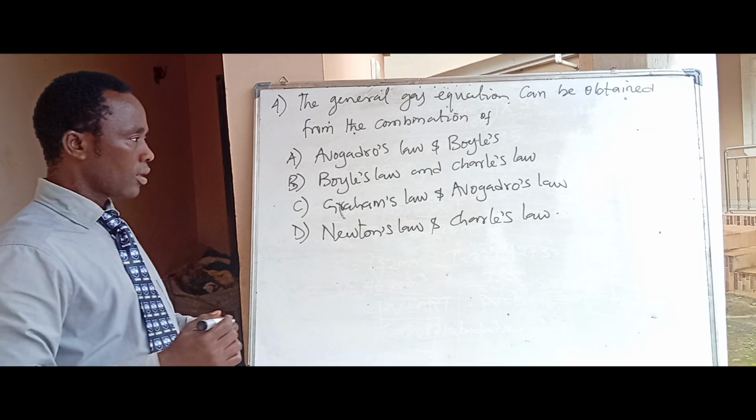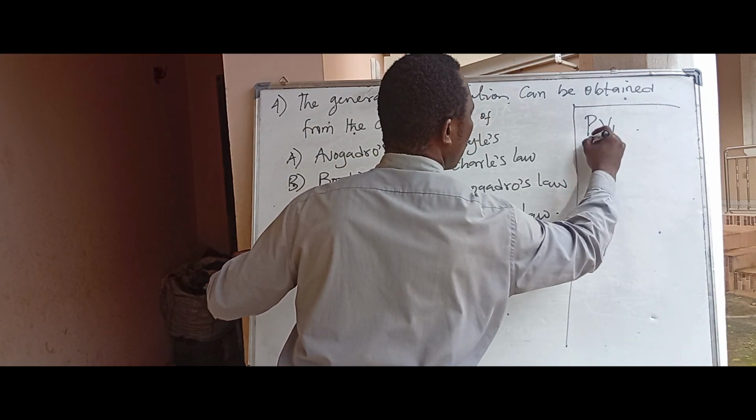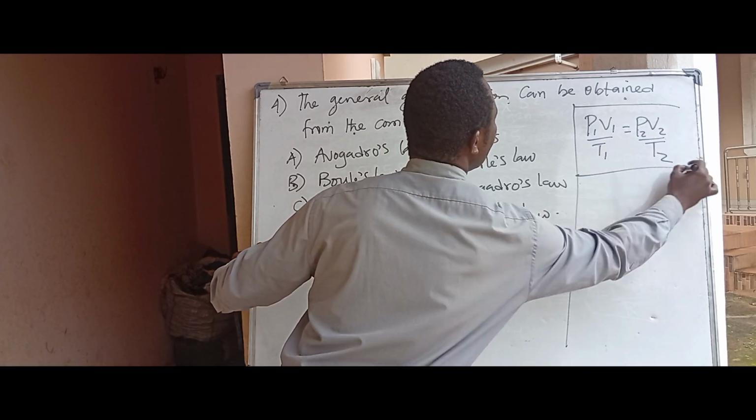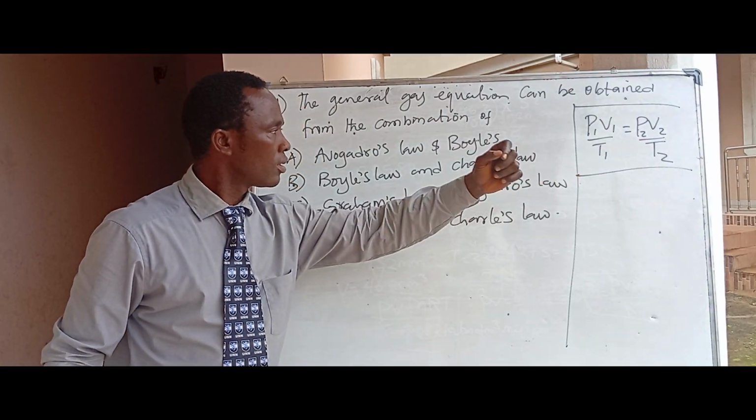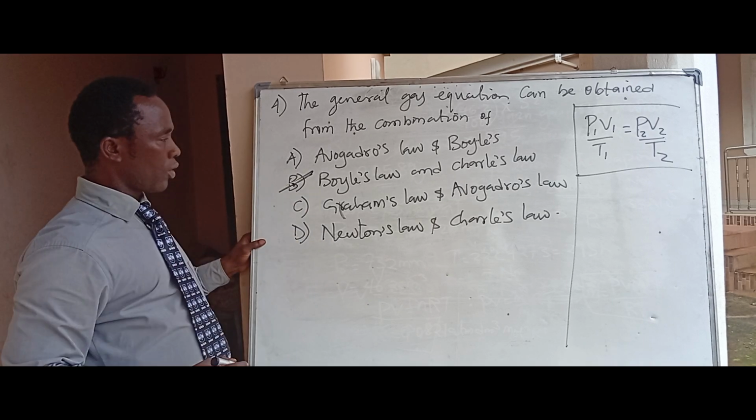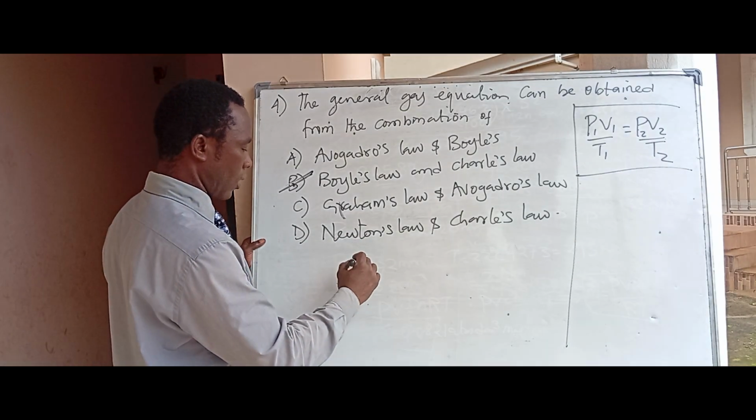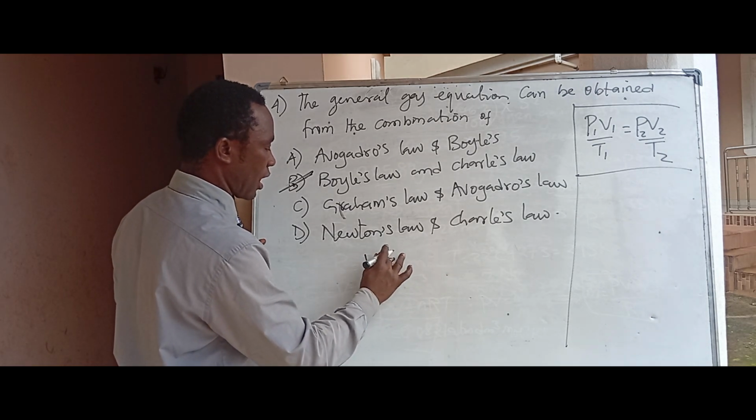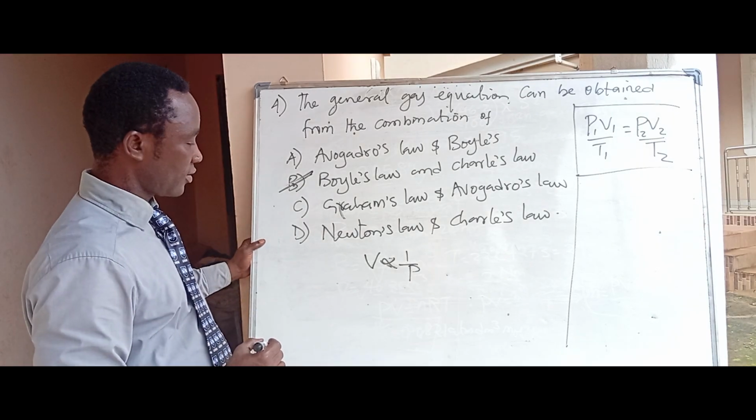general gas equation? Now, the general gas equation, if you must know, is P1 V1 over T1 equals P2 V2 over T2. So if this is the general gas equation, I believe it should be gotten from Boyle's law and Charles' law. Why? For Boyle's law, V is inversely proportional to pressure at constant temperature and mass.